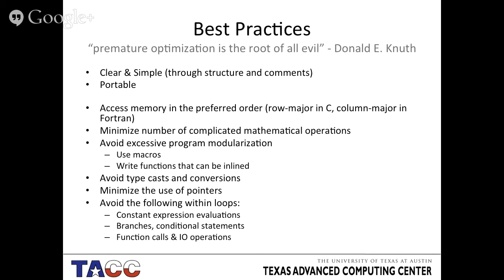Things to avoid within loops. Actually, most of these can be fixed by the compiler during compilation time. If you have constant expressions that are evaluated again and again in a loop, the compiler will remove that, put it outside the loop, and just reuse it inside the register. Branches and conditional statements: the compiler is sometimes able to get these out of a loop, but not always, because sometimes it requires a major restructuring.